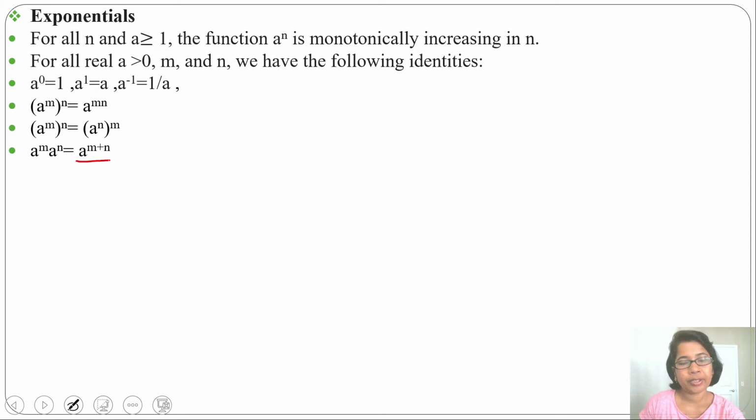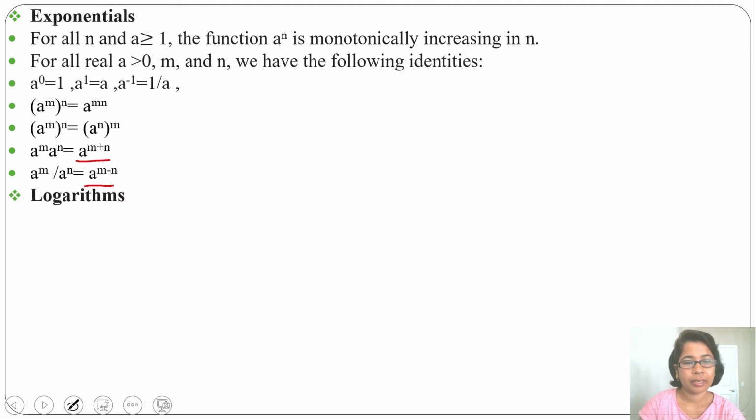If multiplication, you can add the power. If division, you can subtract the power. A power m divide a power n, you can write as a power m minus n. These are some basic operations that we do on the exponential.